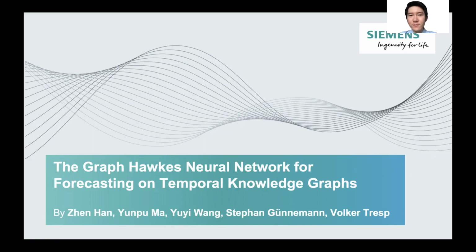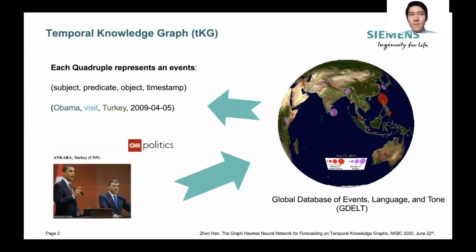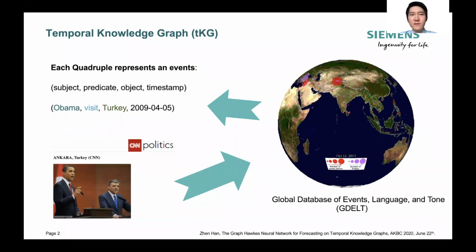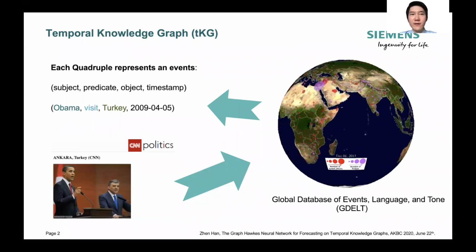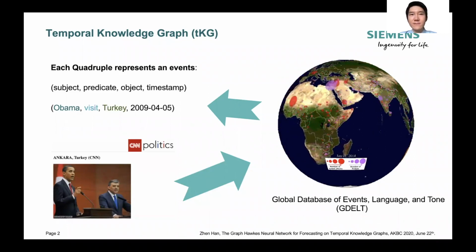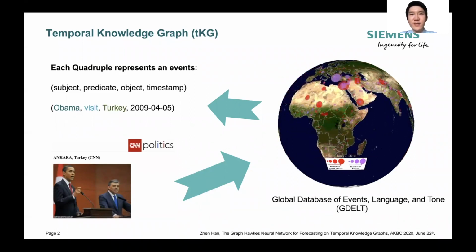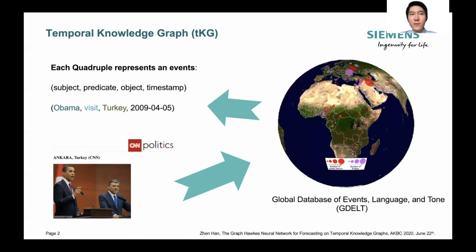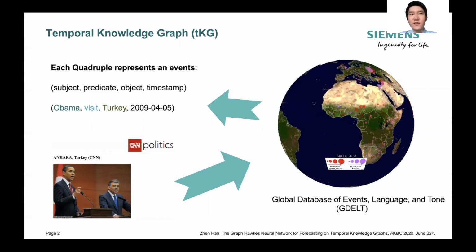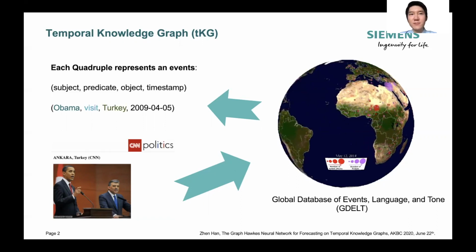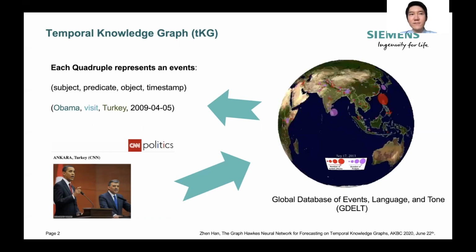In this work, we focus on learning from temporal knowledge graphs, where we use a graph Hawkes process to capture the underlying dynamics. Compared to semantic knowledge graphs, temporal knowledge graphs, or TKG for short, store time-dependent events instead of static facts. For example, the GDELT dataset extracts news from newsletters and uses the key information such as a quadruple of subject, predicate, object, and timestamp to represent an event.